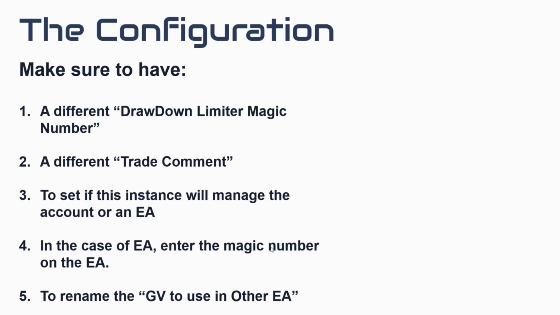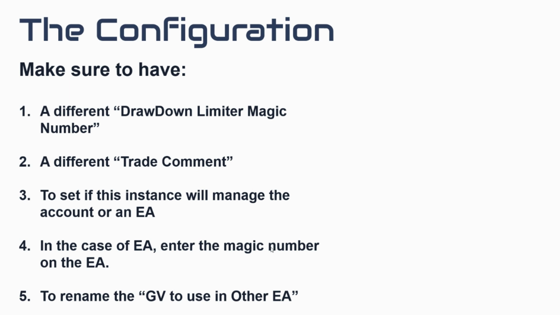If I go to the configuration and show you how I'm configuring those 4 different instances of DrawDown Limiter, you need to make sure that each DrawDown Limiter has its own DrawDown Limiter magic number. If you have 2 different DrawDown Limiters with the same magic number, you will be stopped. In all cases, you're going to receive an alert that you cannot let 2 DrawDown Limiters work with the same magic number. You need to have a different trade comment. It's better to have it so you can know which DrawDown Limiter is taking action on your account or stopping your trades or whatever.